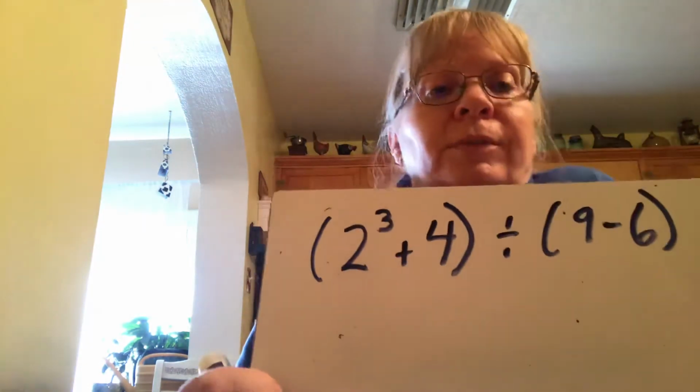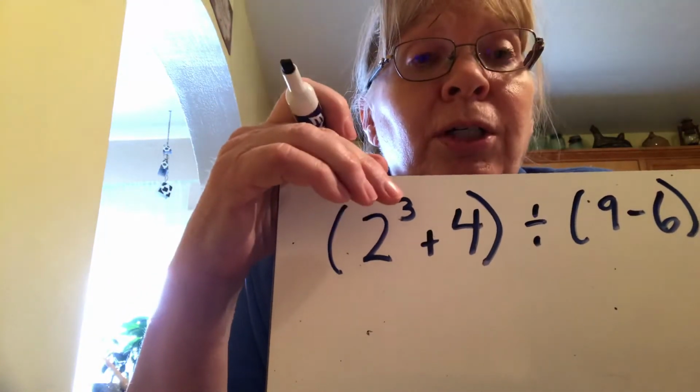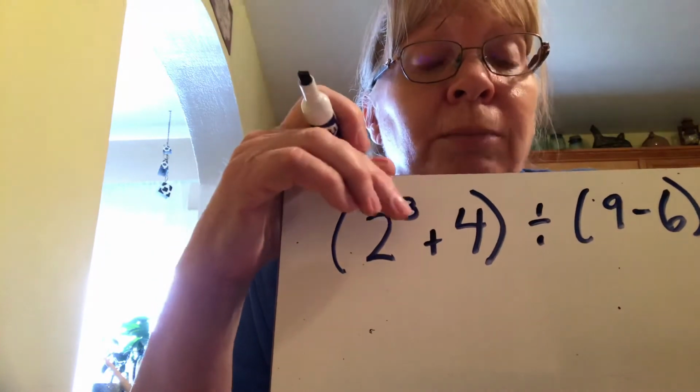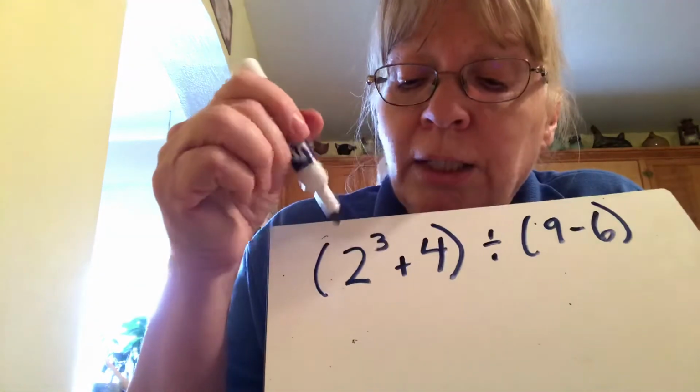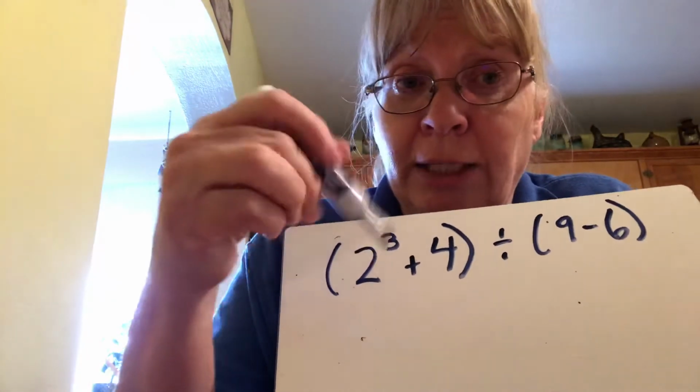Okay, let's do here, let's do this one. 2, okay, in parentheses is 2 to the third plus 4, divided by, parentheses, 9 minus 6. Okay, parentheses first, so we'll start with the first parentheses, and then exponents. So 2 to the third is the same as 2 times 2 times 2. It has to be 3 2's. 2 times 2 is 4. 4 times 2 is 8. So I'm going to change this to an 8.